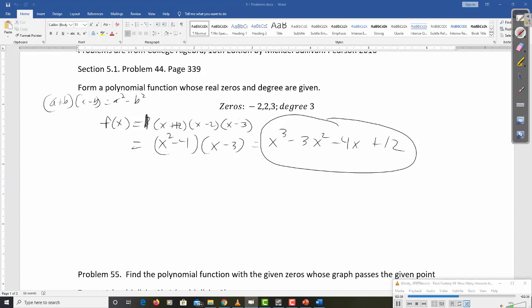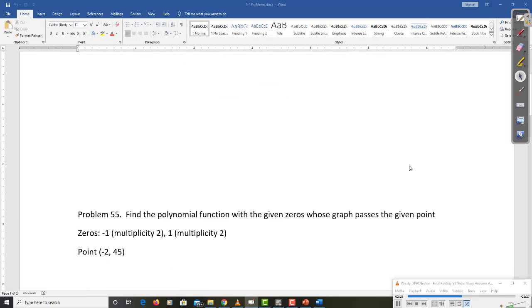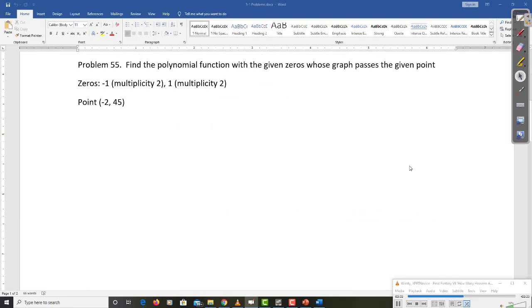If I had multiplied by a coefficient, it would basically just be this multiplied every term by some number, whatever that coefficient turned out to be. Let's look at 55. This is slightly different. Not only do we have zeros given, we also have multiplicities of those zeros, and we also have a point that our function has to go through.